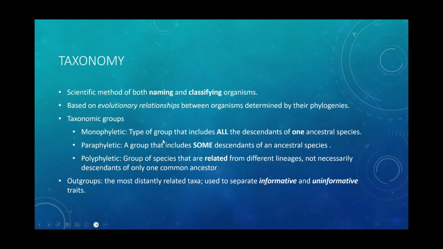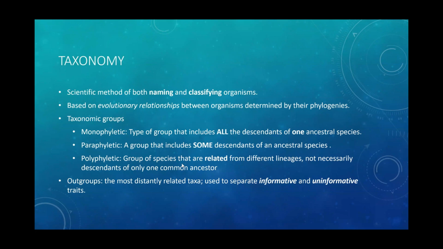It's a type of group that includes all of the descendants of one singular ancestral species. Then there's a paraphyletic group, a group that includes some but not all of the descendants of one ancestral species. Then there's polyphyletic. It's kind of the worst group. A group of species that are related from different lineages and not necessarily descendants of only one common ancestor.